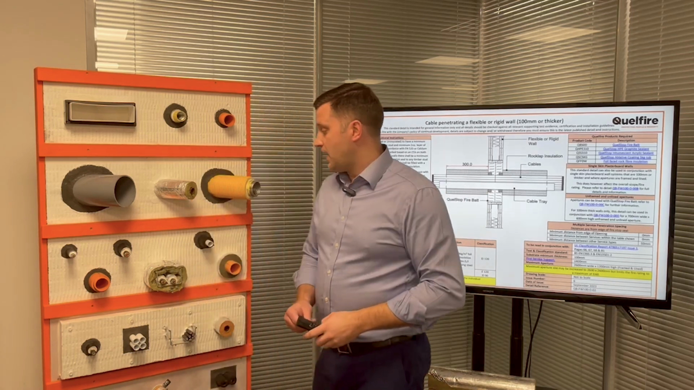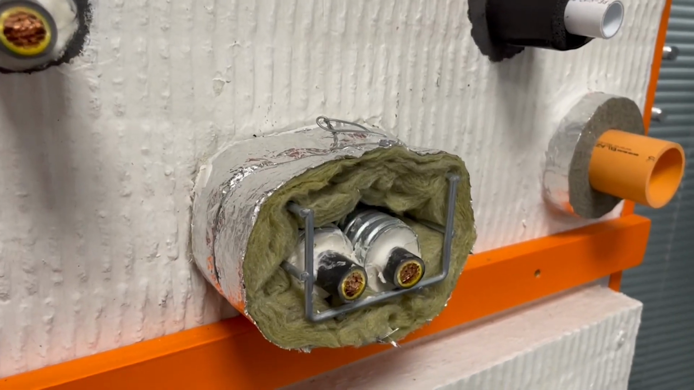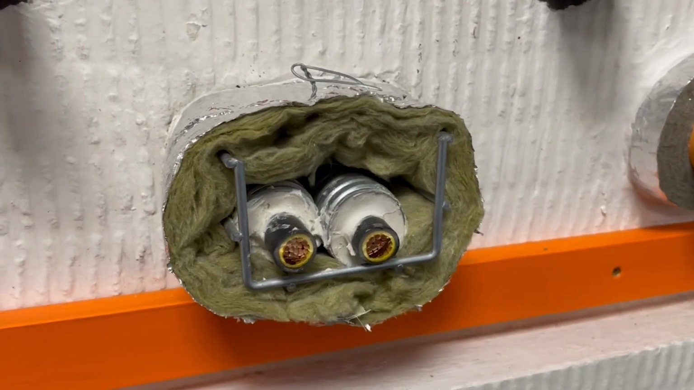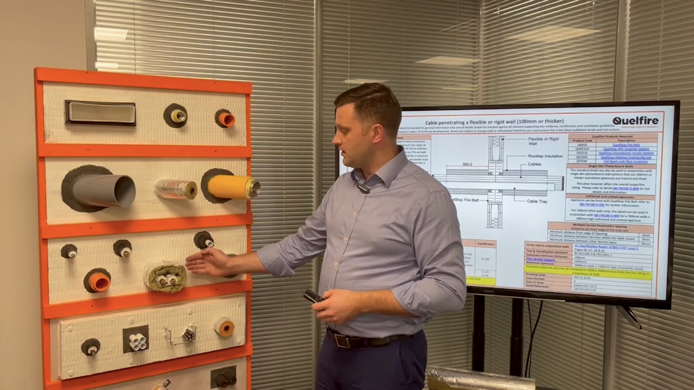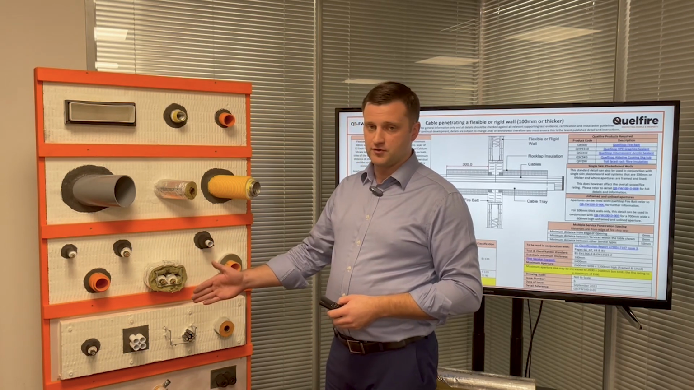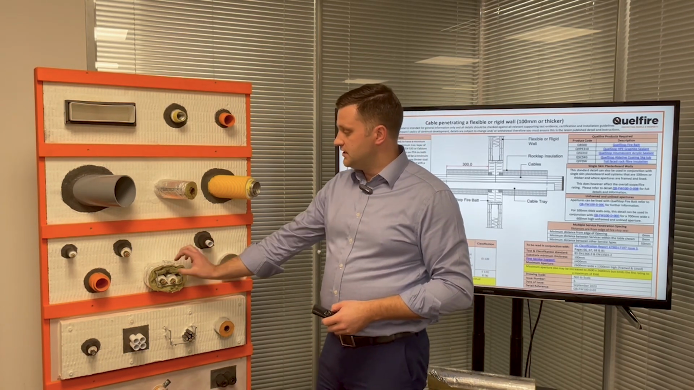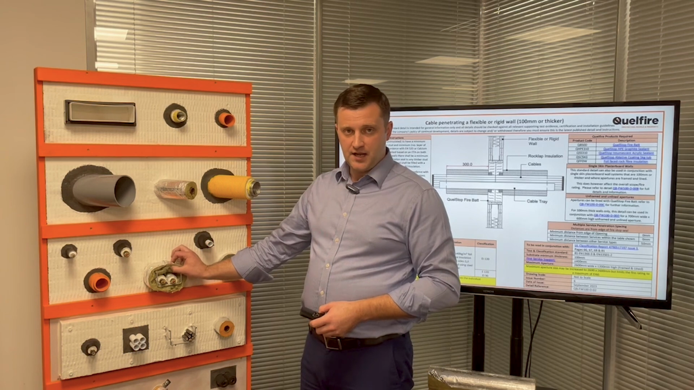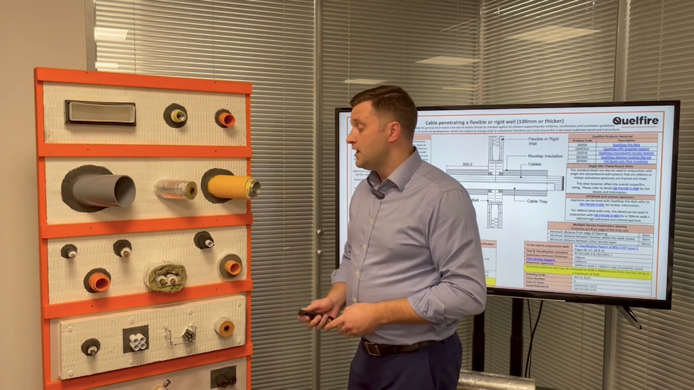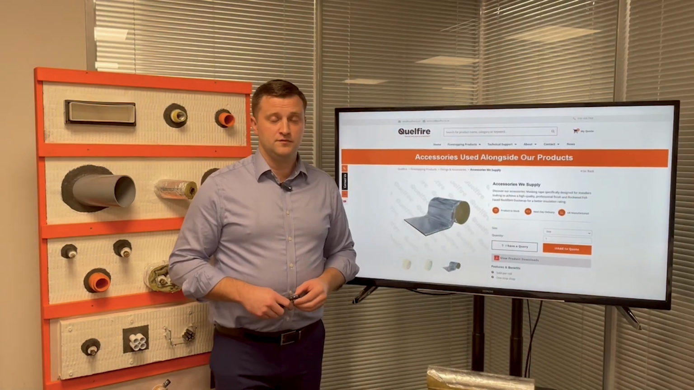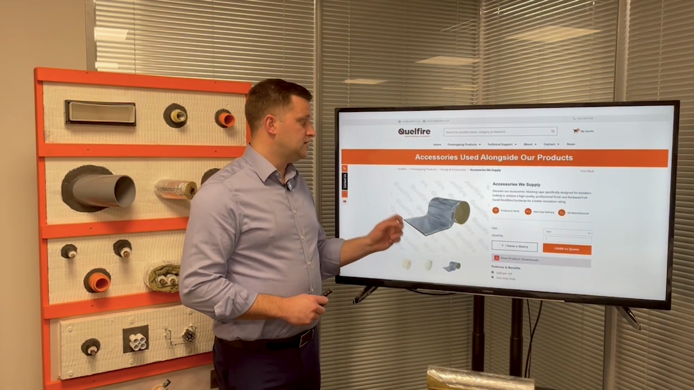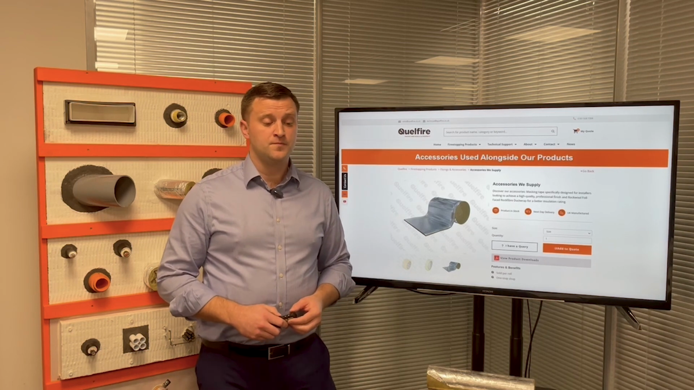So an example of that would be this one here. So we've got obviously a basket here. This is just a short piece for demonstration purposes. Normally that would extend, as I say, minimum 300mm from the face. So this is a much less dense foil-faced rock fibre, and that is a product that we as Quelfire supply. You can view the details of that on our website, the product code QFFDW.